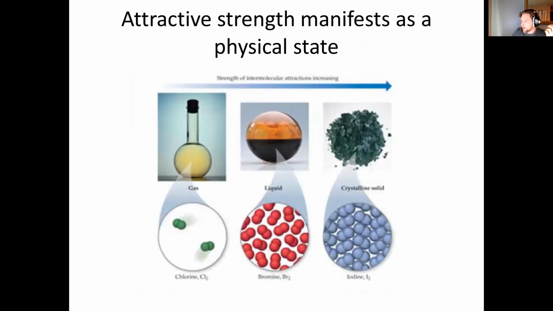So I'm going to pause for a second for some questions, and we're going to get into the types, the ways that intermolecular forces and the attractive forces manifest, and how we compare and measure them.